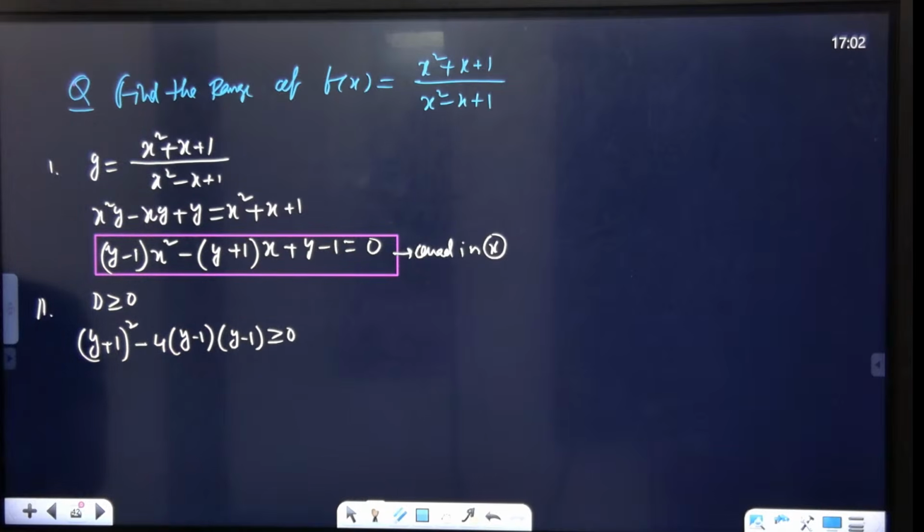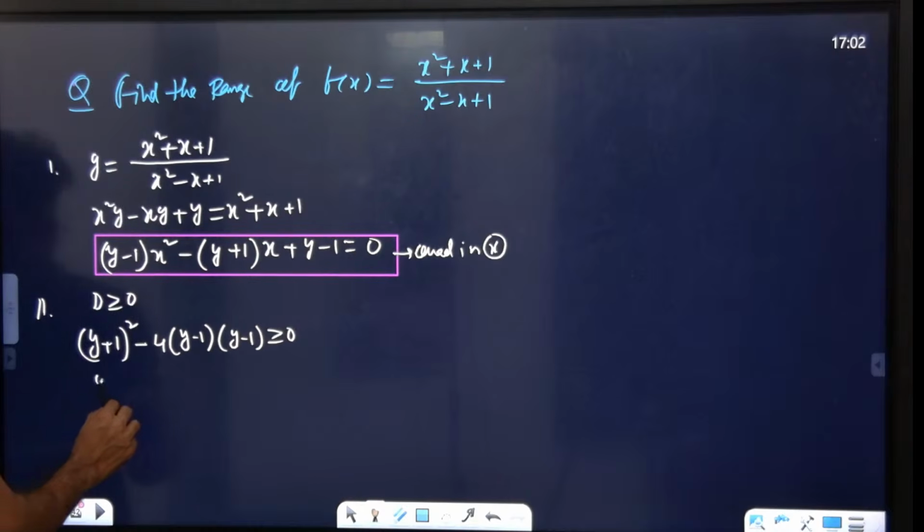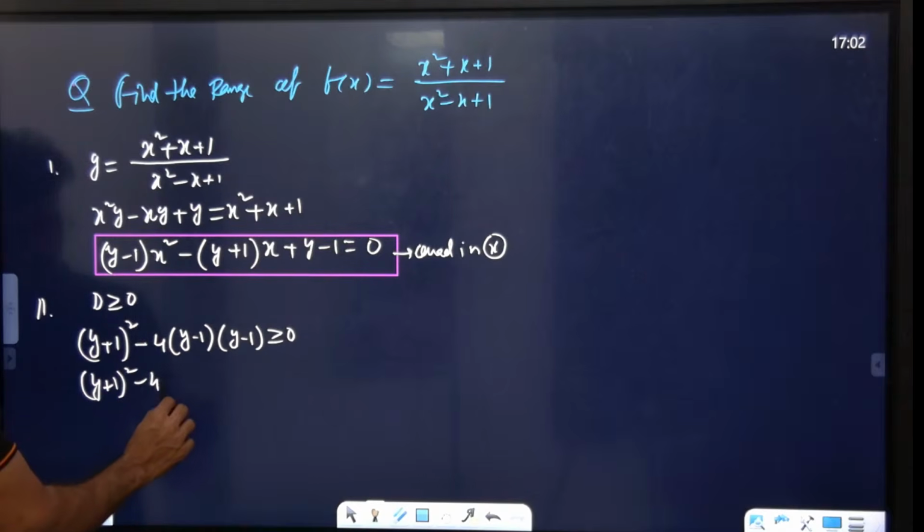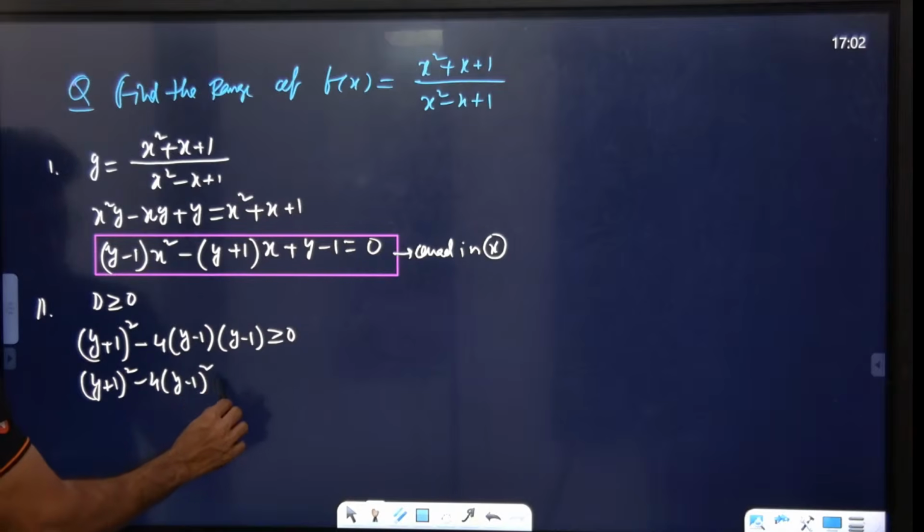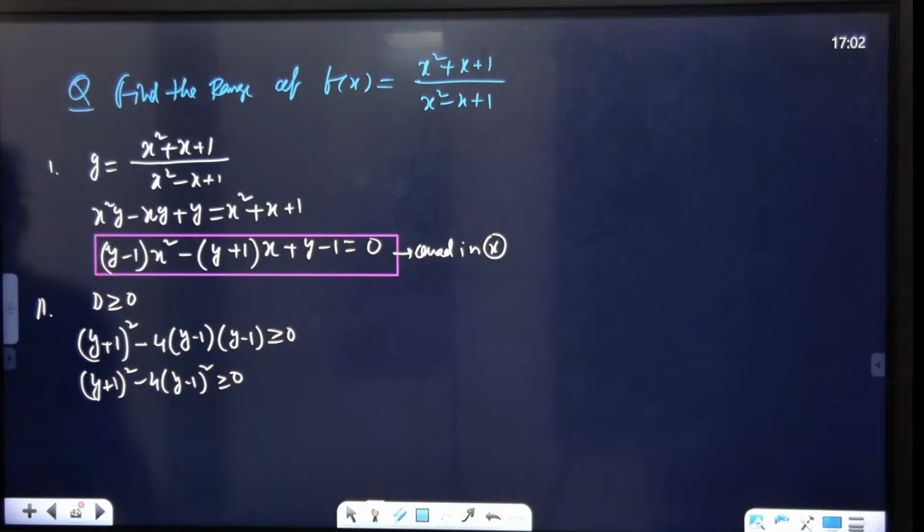Are you getting the point or not? Tell me yes or no? Yes sir. Sir, ipo idu correct ah panna paru. Y square, look at the board everyone. So y plus 1 whole square minus 4 into y minus 1 whole square greater than or equal to 0. Correct or not? Yes sir.